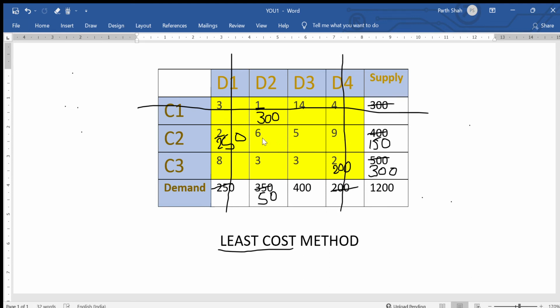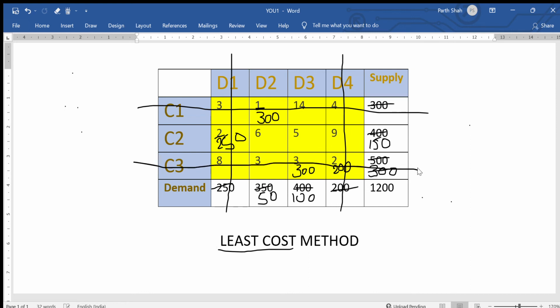Now in this cost matrix, the least are these three or these three. We can take either. I am taking these three. So the demand is 400 and the supply is 300. So exhausting this supply, 100 remains as the demand of D3, and our allocation of 300 is done in C3D3. As company 3's supply is exhausted, we'll cancel out this row.